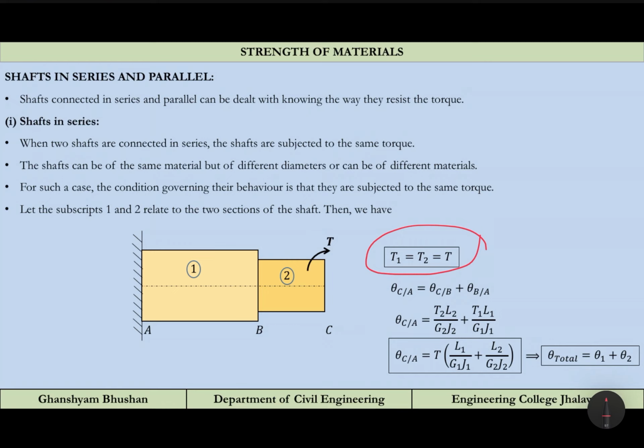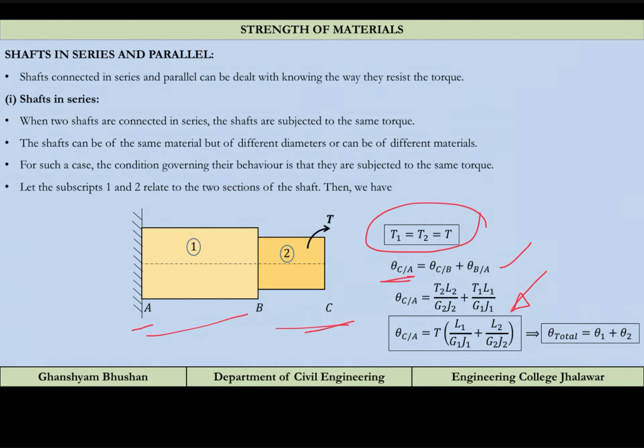Now theta from C to A will be what? The angle of twist from this point till this point will be the sum of the twist in CB and the twist in the BA portion. So we can write it like this, and after putting the values of theta CB and theta BA, we can have this equation of theta total. So theta total is nothing but theta 1 plus theta 2. That we'll see in the questions.